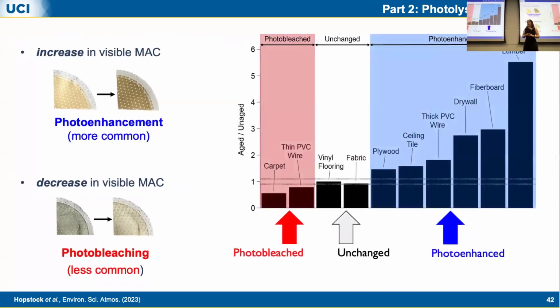So we redid this for all of the materials. And what we found was that 2 of them photo-bleached. That was carpet and thin PVC. The 2 remained unchanged, meaning there was no more than a 10% change in either direction of unaged to aged, the ratio of that. And then the majority of the species, 6 of the 10, photo-enhanced.